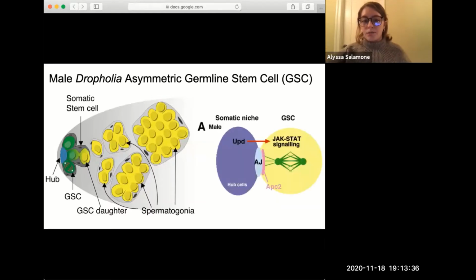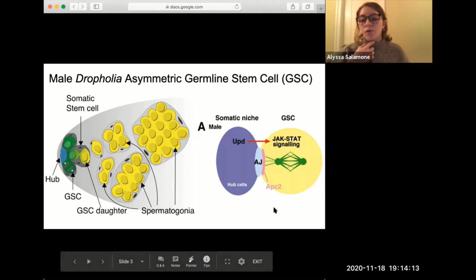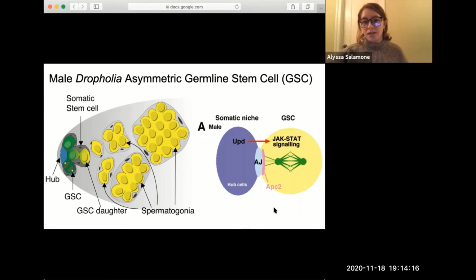The second diagram that appears before you is a schematic of the mechanisms that allow this GSC asymmetric division process to occur. The apical hub cells, which are purple in this diagram, express the signal ligand unpaired, UPD, which activates the Janus kinase signal transducers and activators of transcription, the JAK-STAT pathway, within the GSC, which is represented in yellow in this diagram, to maintain stem cell identity via a proliferation event. The AJ in the blue oval stands for adherens junctions.